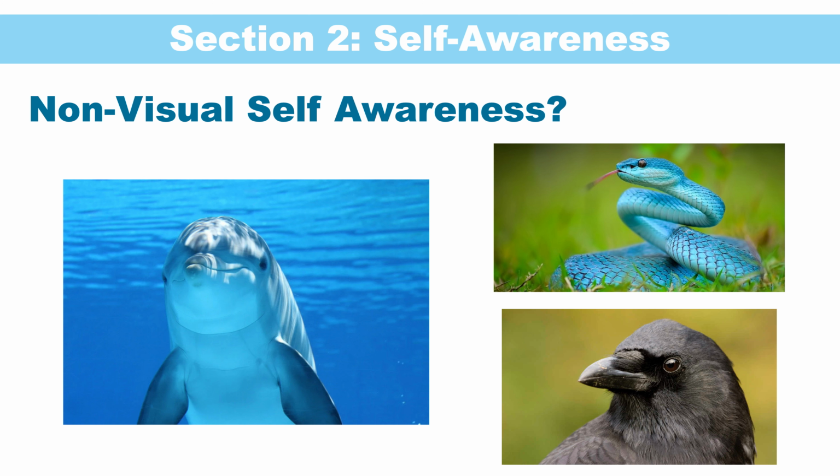But here's where things get interesting. Not all self-awareness is visual. Many animals build models of their worlds using other senses. Dolphins augment their vision with echolocation. Snakes make use of heat to monitor their environment. And birds can sense the magnetic fields of the Earth.